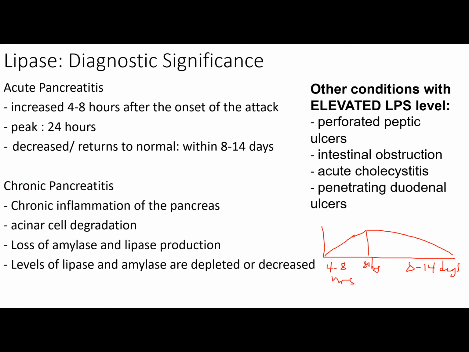Then we have your chronic pancreatitis: chronic inflammation of the pancreas, acinar cell degradation, and loss of amylase and lipase production. Levels of lipase and amylase are depleted or decreased.